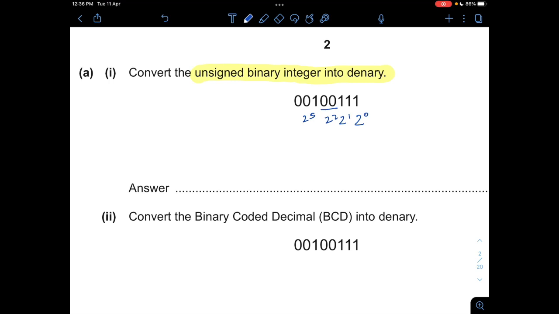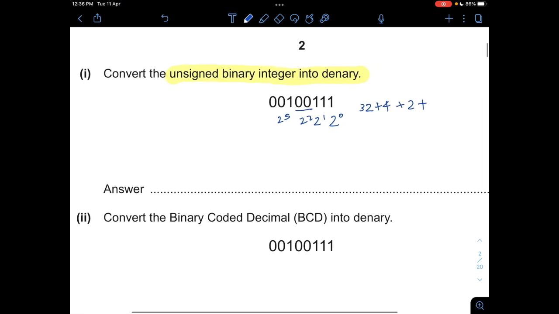So to power 5 is 32, to power 2 is 4, to power 1 is 2, and to power 0 is 1. So this one we'll get 39. So the answer is 39.